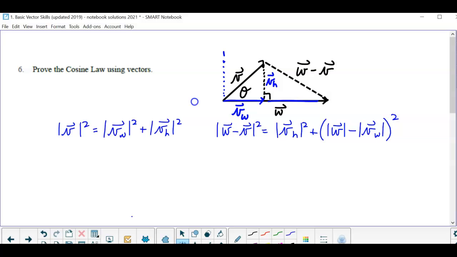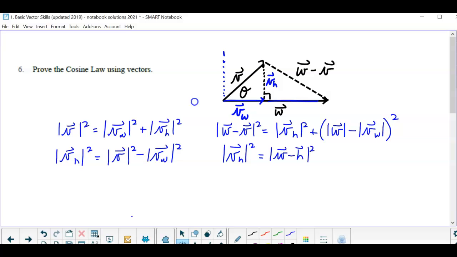Now, just like we did back in, I guess it was math 10 for you guys, cosine law, we want to solve for the height. So here I solve for that. I'm just rearranging. Okay, and now make those equal to each other.